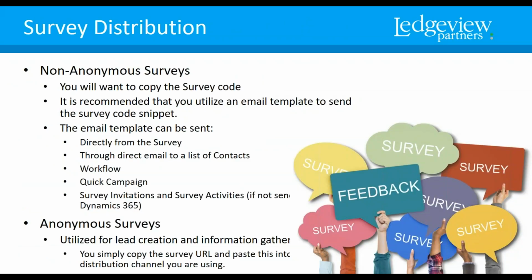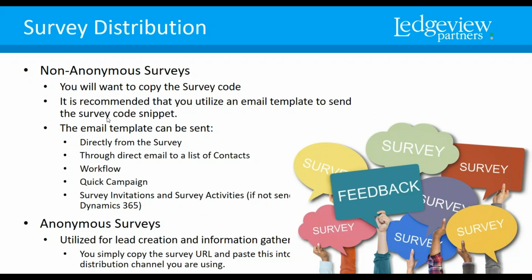Next is survey distribution. There are non-anonymous and anonymous surveys. Most common is non-anonymous surveys. Anonymous surveys are when you want to use it for lead creation and information gathering. You don't know who you're sending it to. Non-anonymous, you know who you're sending it to. For anonymous, you simply copy the survey URL and paste the link into the distribution channel that you're using. Non-anonymous, more common, you'll want to copy the survey code. I'll show you exactly how to do this.